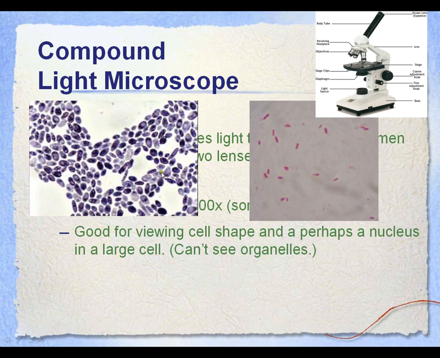Here's a picture of bacteria cells and yeast cells under a compound light microscope. You can see a little bit of stuff going on in there, but not a whole lot.